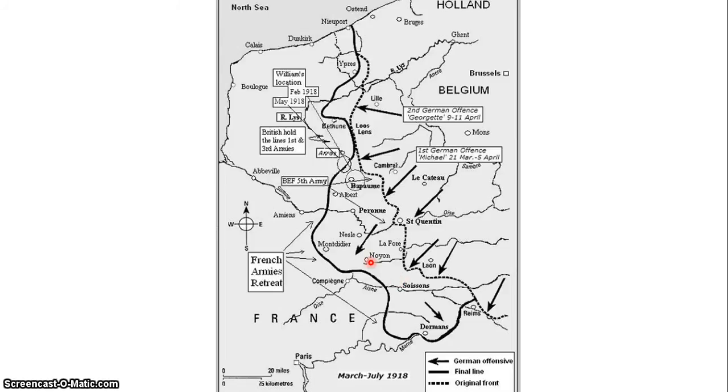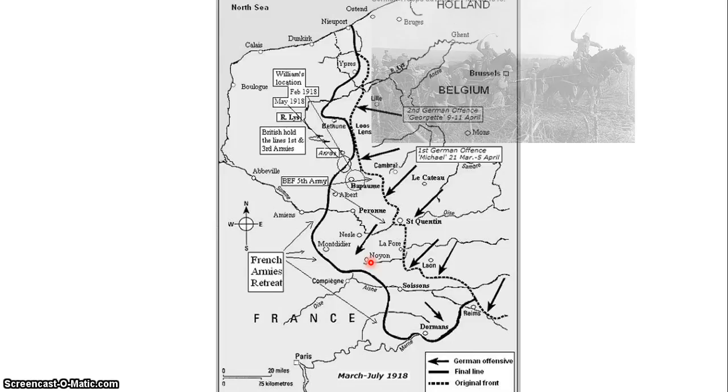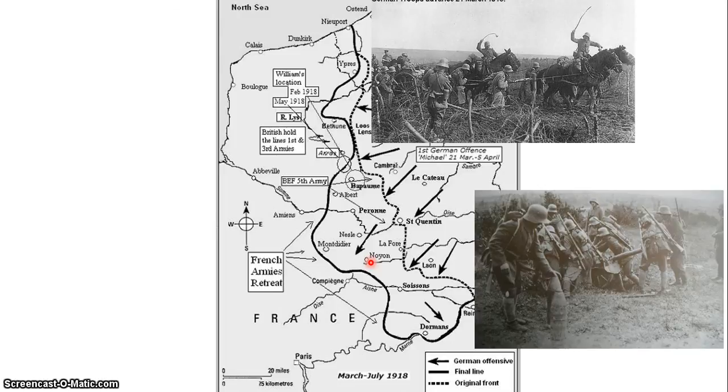They are going to do it using small mobile units of shock troops, our stormtroopers. They're going to be armed with flamethrowers, light machine guns, and light trench mortars. Small groups that are going to be able to infiltrate. So it's called the infiltration tactic. You can see here small groups of men who are able to move forward.